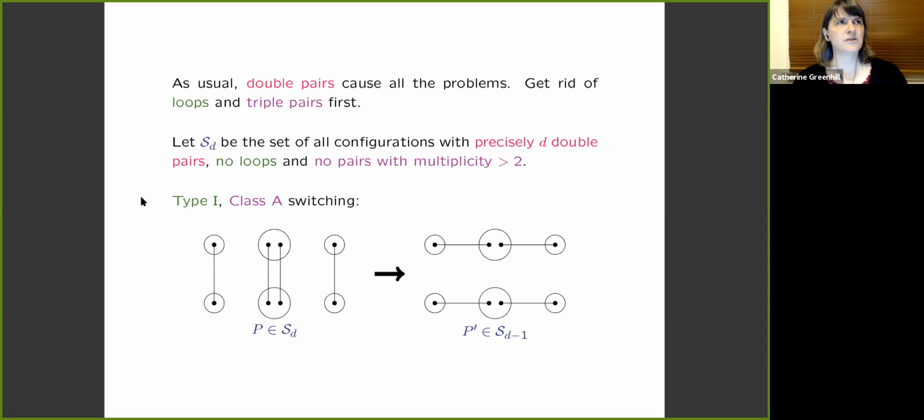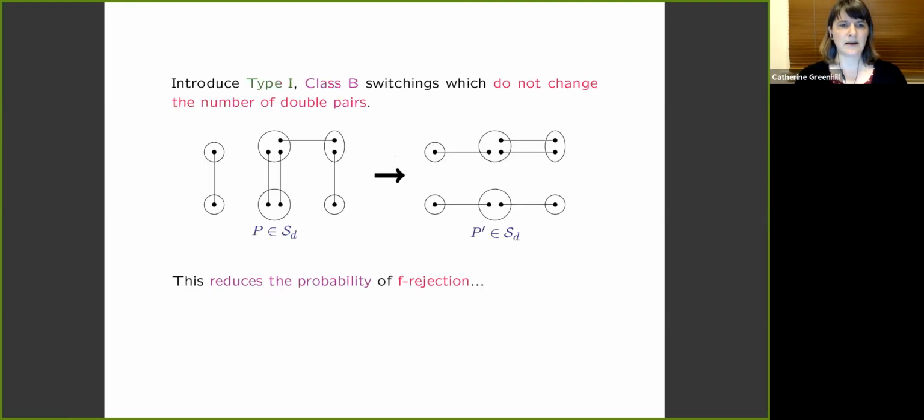So Jane and Nick described their new scheme very generally, and every switching will have a type and a class. Okay, the first idea is, if I propose this place to do a doubles removing switching, but I happen to already have a pair between these 2 cells, then in the McKay-Wormald algorithm, I would reject that because when I switch, I would introduce a double pair here. But to reduce the probability of F rejection, I can just allow that switching to take place. And that is called a type 1 class B switching. So the class changes here.